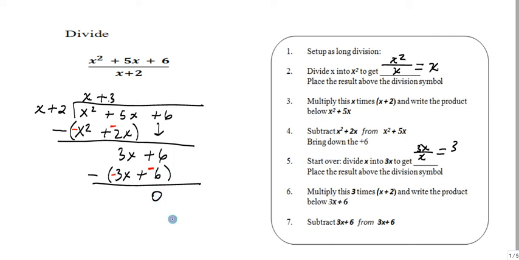There's really no remainder. So the result of this division of x squared plus 5x plus 6 divided by x plus 2 is x plus 3. So this is the answer. And we can check this answer by taking this times this, and it needs to equal the numerator. We could check it easily enough. FOIL x plus 2 times x plus 3, and we'll confirm that it does equal that numerator. So the answer is x plus 3. There's no remainder.